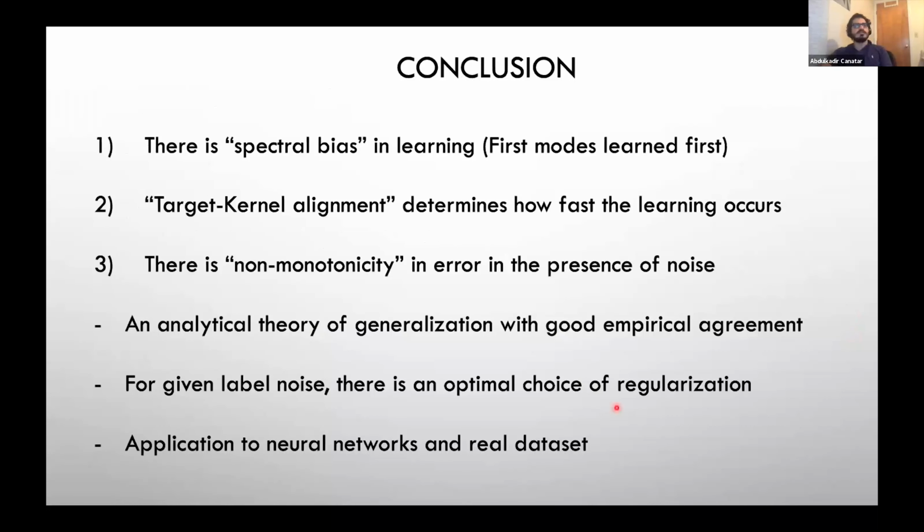And as a conclusion, we identify three important things. One is spectral bias in kernel machines, where the first modes are learned first. Second, there's target kernel alignment, which basically says that if you place most of your power in the first modes, then you will learn faster, which makes sense. And there is non-monotonicity in error in the presence of noise. In general, what we obtain is an analytical theory of generalization with good empirical agreement. And for a given label noise, we can actually find an optimal choice of regularization, and it can be applied to neural networks and real data sets.